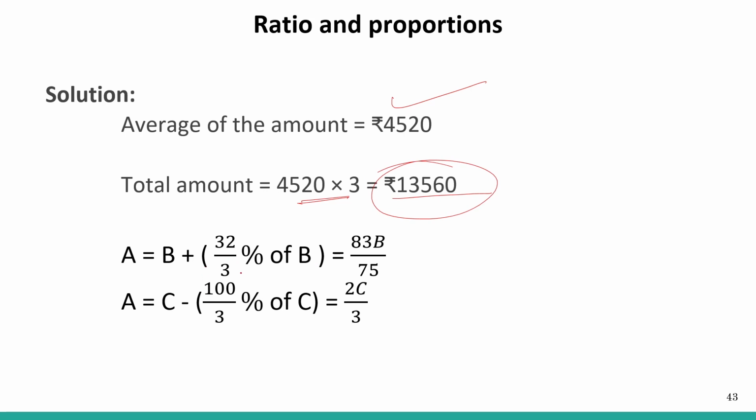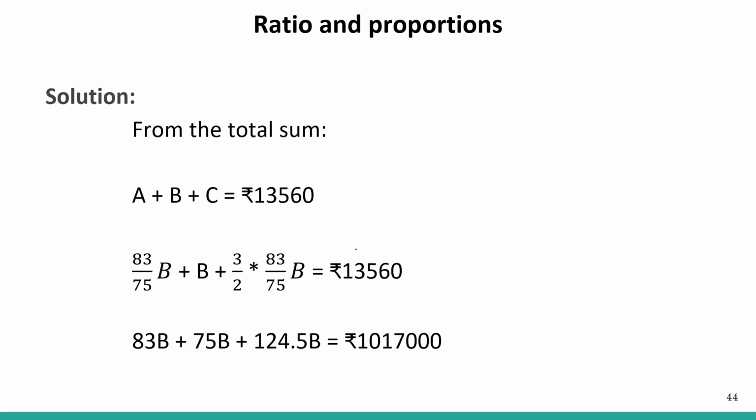So A is equal to what? B plus 32 by 3% of B. So it will be 83 by 75 of B. So A is equal to what? C minus 100 by 3% of C, that is 2C by 3. So for the total sum, A plus B plus C is equal to 13,560. Okay, we have arrived at this number from multiplying the average with 3. So 83 by 75B plus 3 by 2 into 83 by 75B is equal to this one.